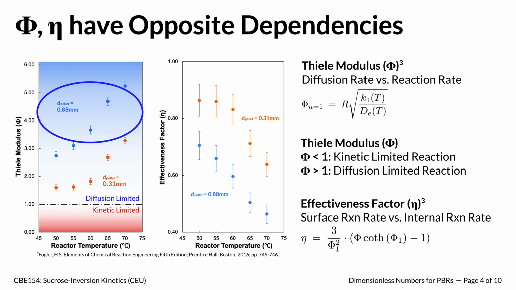Due to the greater internal mass transfer limitations, larger pellets exhibit smaller effectiveness factor values. And this makes sense because for larger pellets, internal mass transfer limitations affect the overall rate more, and the overall rate is much slower than the surface reaction rate.